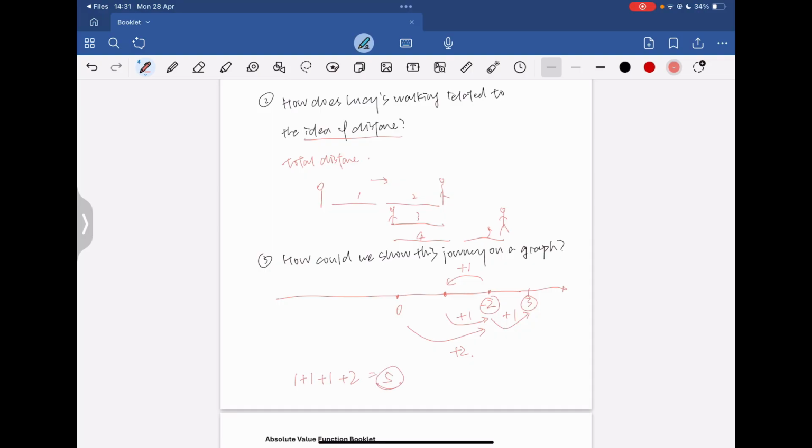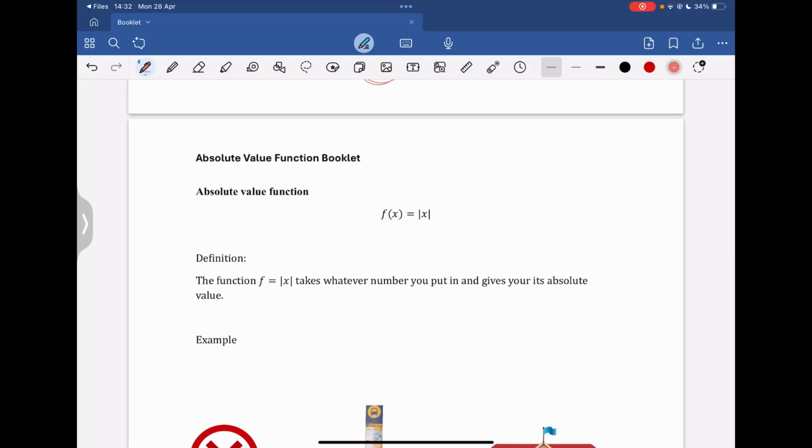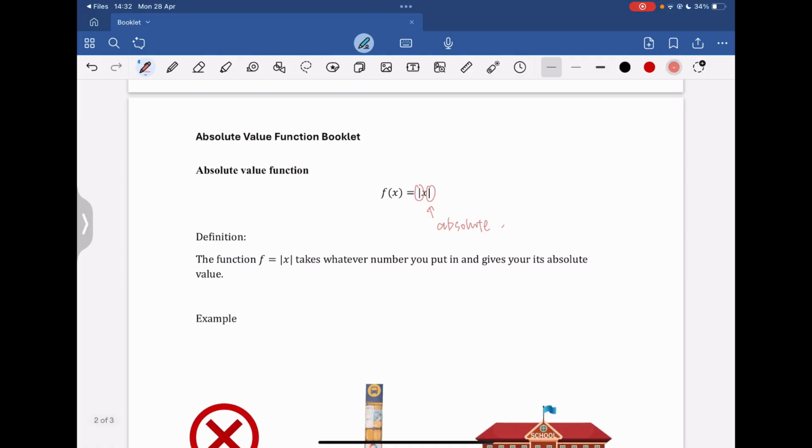So what we learned from the video is that absolute value tells us how far a number is from 0, even though it is negative. This helps us model things like distance and more. Now, after learning absolute value, we're introducing the absolute value function f(x) equals absolute x. The symbol here means absolute. So, the definition is the function f(x) equals absolute x takes whatever number you put in and gives you its absolute value.